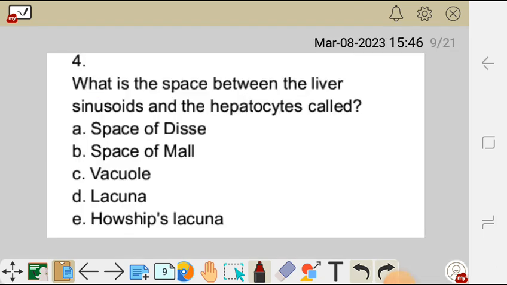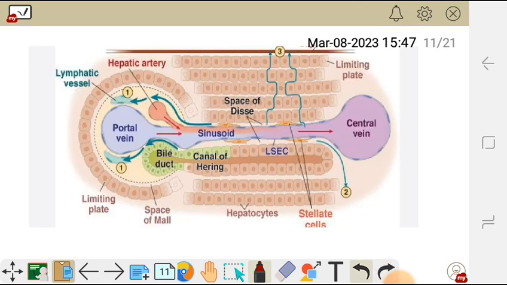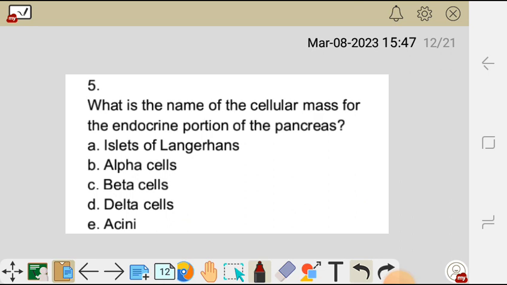Okay, so the correct answer here is A for question 4. We move on to question 5. What is the name of the cellular mass for the endocrine portion of the pancreas? A. Islets of Langerhans. B. Alpha cells. C. Beta cells. D. Delta cells. And E. Acini.